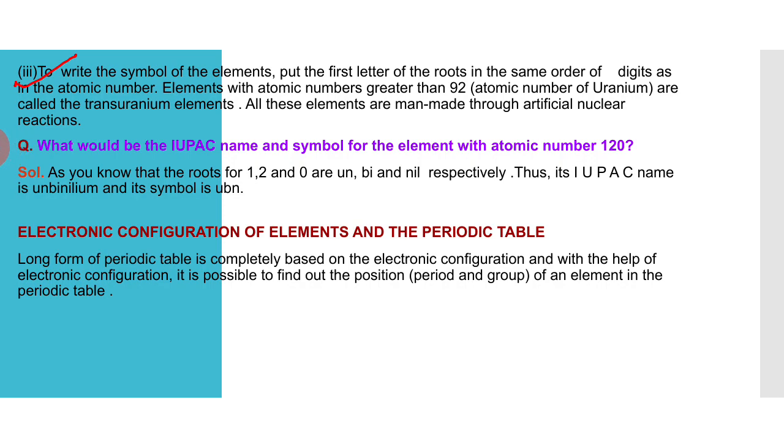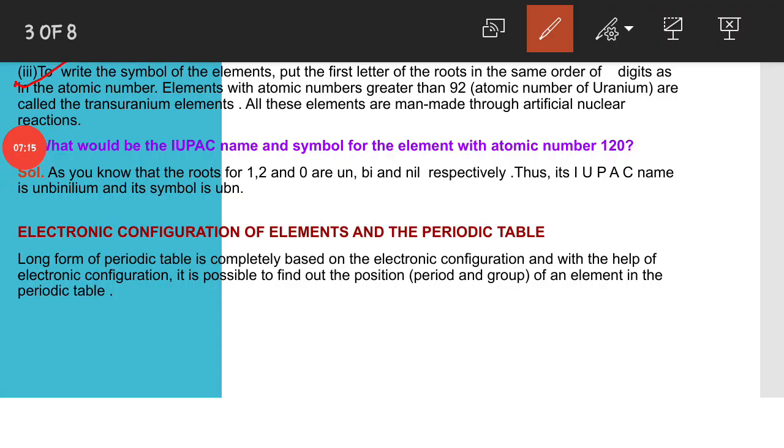Next, electronic configuration of elements and the periodic table. Long form of periodic table is completely based on the electronic configuration, and with the help of electronic configuration it is possible to find out the position, period and group of an element in the periodic table.